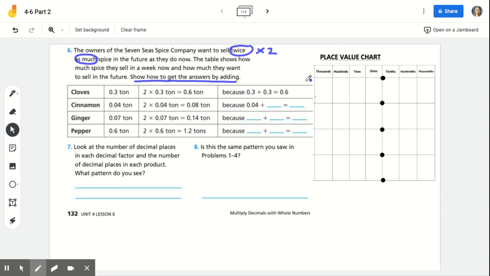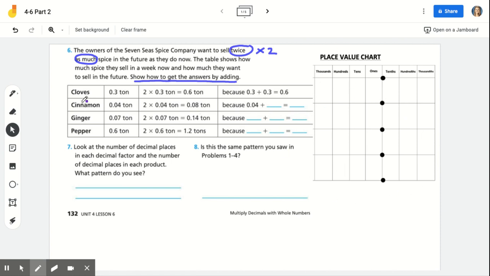Okay, so we're going to be filling in this part of the table to show how we can get these answers again by adding. So let's get our place value charts out. They did the first one for us, cloves. They said 2 times 3/10 equals 6/10 because 3/10 plus 3/10 is equal to 6/10. And lining up our place values is really important with these addition problems. So we're going to be using our place value charts to help us out with this.